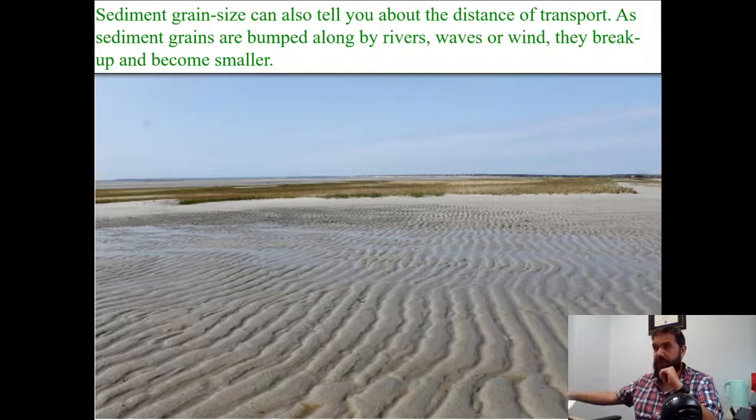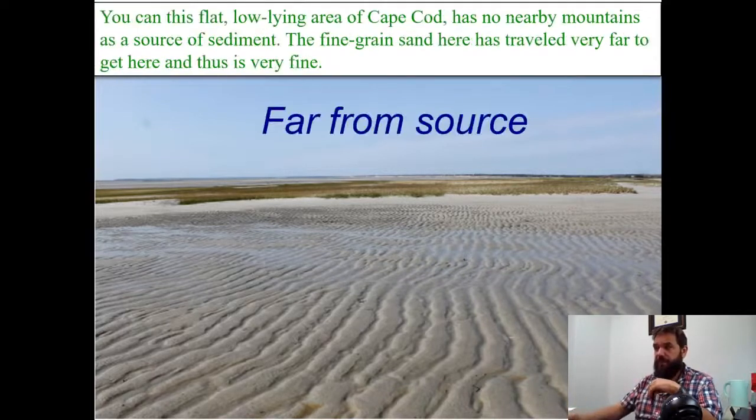Okay, so sediments bump along rivers, waves, wind. They break up. They become smaller as they get transported further and further. So this is what stuff far from the source looks like. And this is actually a picture, it could be Corpus Christi, right? It's far from the source. Look around. Do you see any mountains here? No mountains, right? So the sediment has come from far, far away.